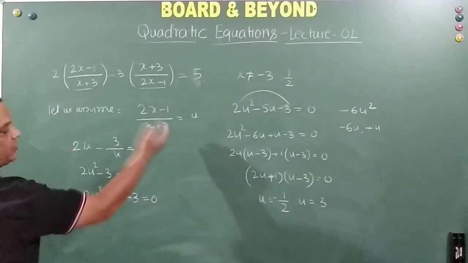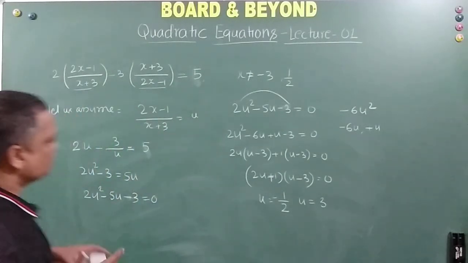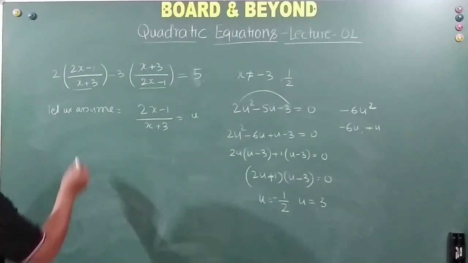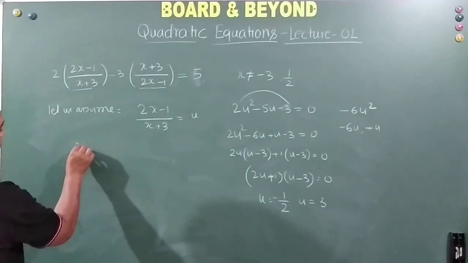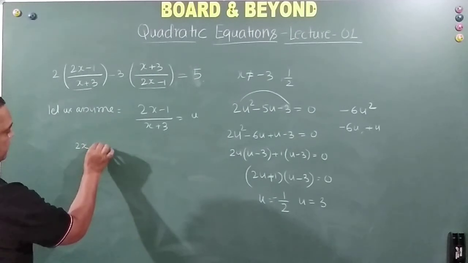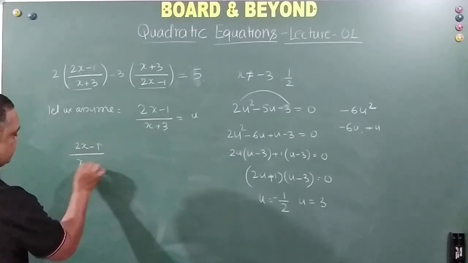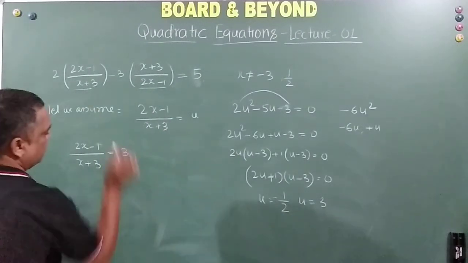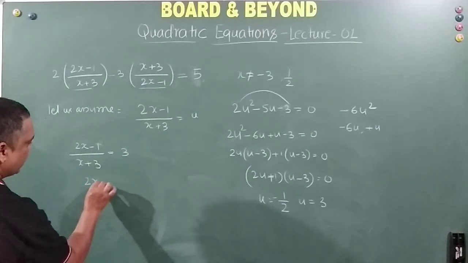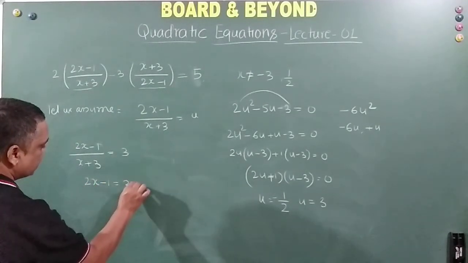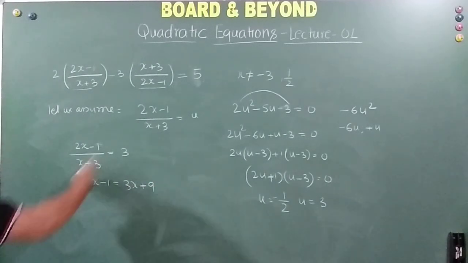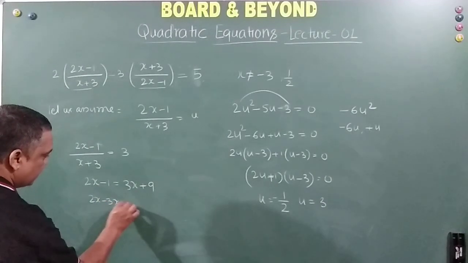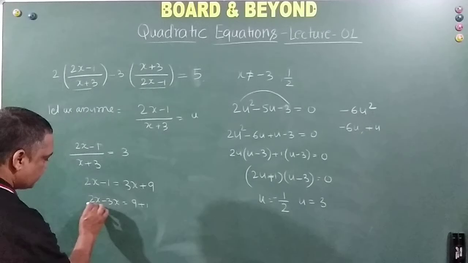But friends, I assumed something to be u, right? So let us get back. What does it say? 2x minus 1 divided by x plus 3 is equal to, let us take 3. So this becomes 2x minus 1 is equal to 3x plus 9. Do we all agree to it? I have just done the cross multiplication, right? So this is 2x minus 3x is equal to 9 plus 1. So this becomes how much?